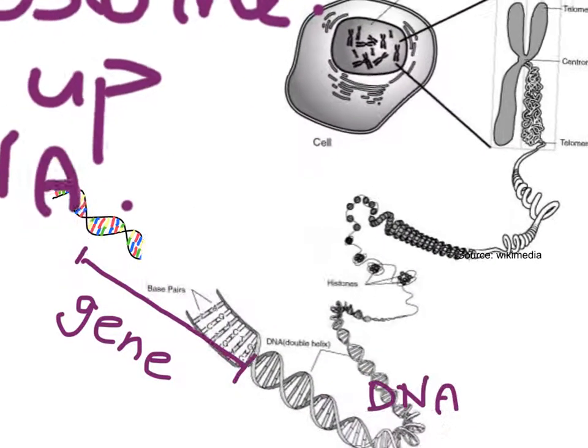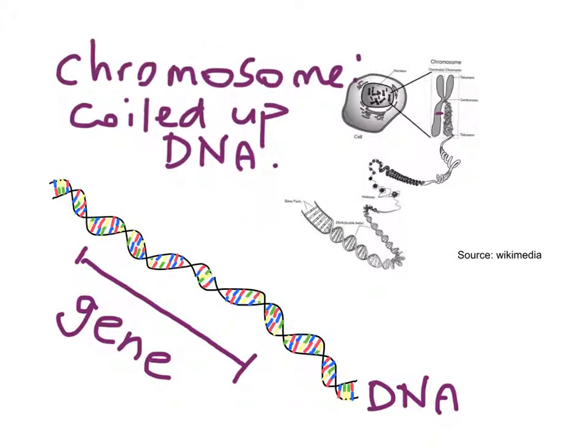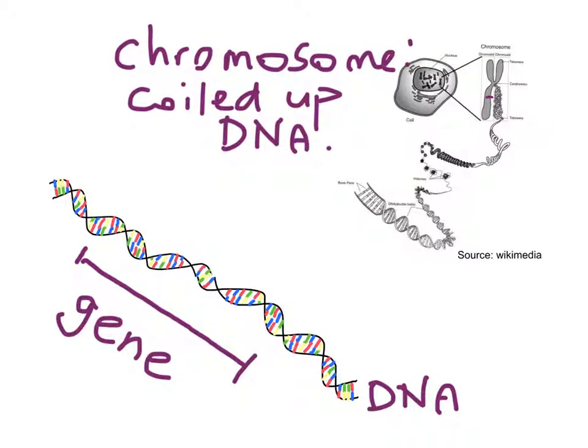So if I just zoom into here one more time, I could actually draw a little band across the chromosome here, and that would represent a gene. So this is a slightly confusing part, because genes can be represented, like we can see down here, as a section of DNA, but genes are also a section of the chromosome, because a chromosome is simply a coiled up bit of DNA. Okay, so hopefully that has clarified a few ideas.